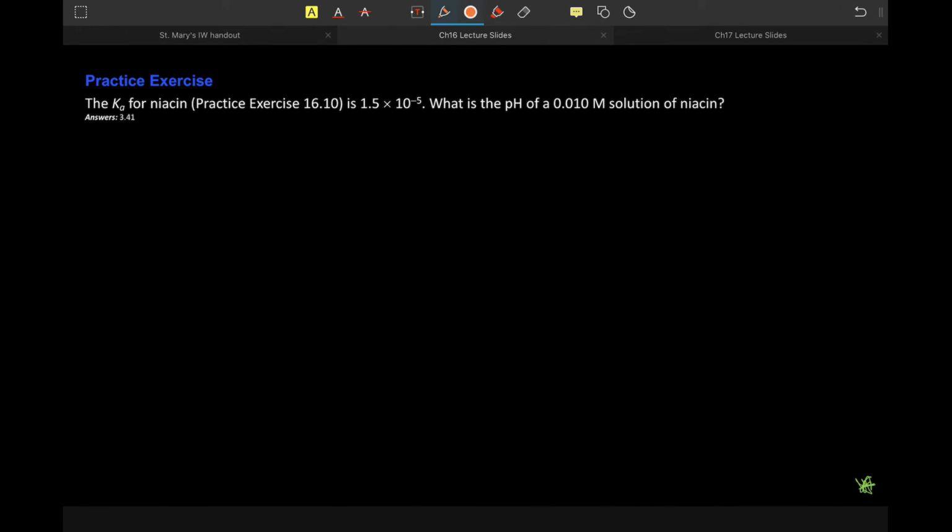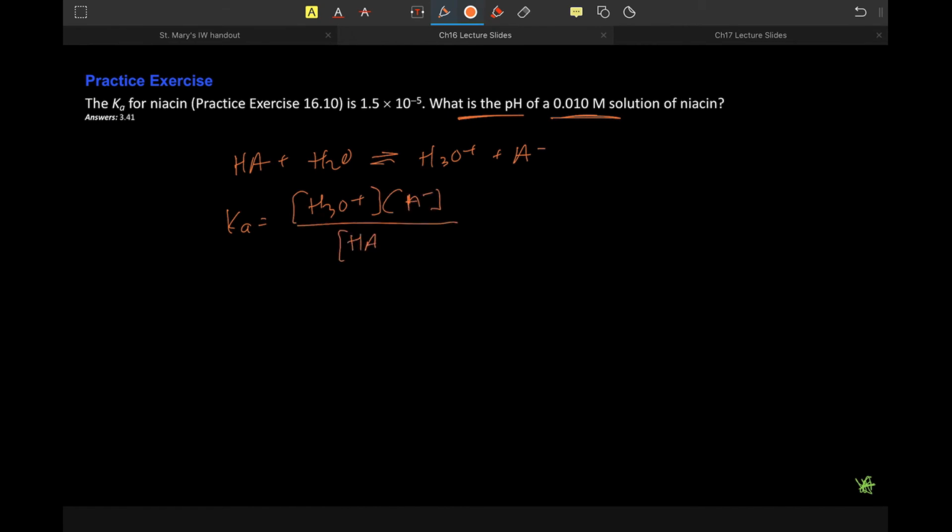All right, next up. The Ka for niacin is that, what is the pH of a 0.01 molar solution of niacin? So, same thing, right? We would start by writing our reaction, and then we would have this plus that. We would write our Ka expression, which is H3O plus times A minus over HA is equal to 1.5 times 10 to the negative 5. And then we'd fill in our concentrations, right?